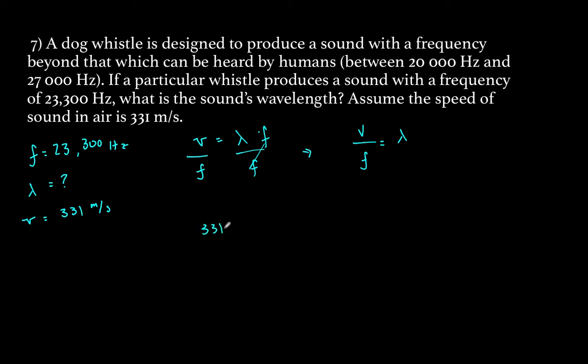So I have 331 meters per second divided by 23,300 hertz, and I need to come up with my answer. I get a wavelength of 0.014206, and then lots and lots of numbers afterwards. So let's decide sig figs at the very end. I have 3 sig figs at 23,300, 3 sig figs in 331. This value with 3 sig figs is 0.0142 meters for my wavelength of problem number 7.